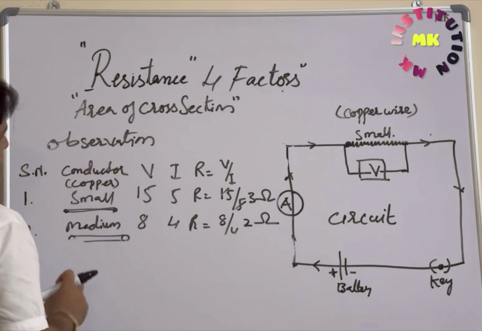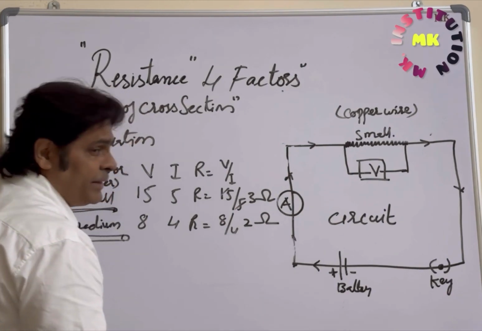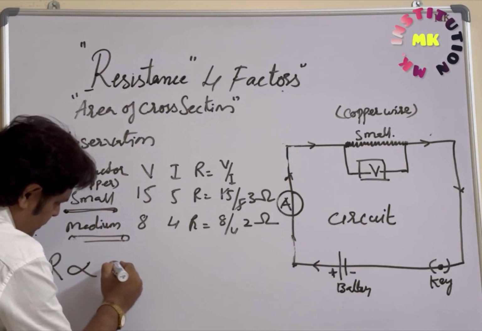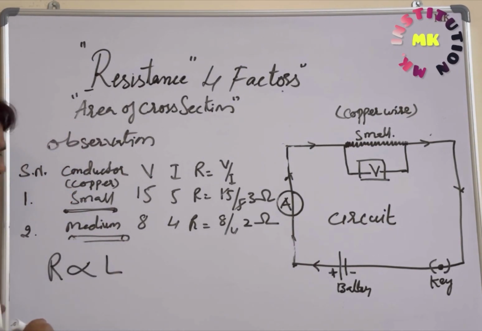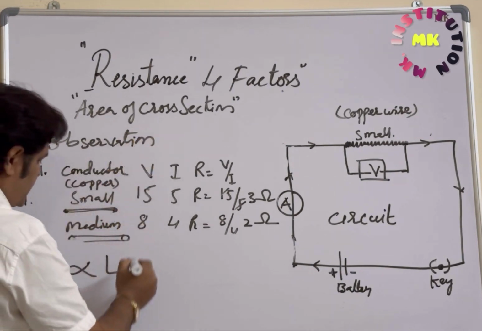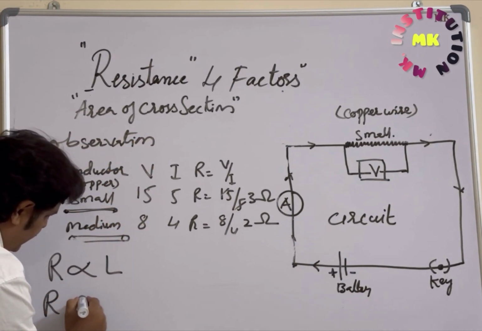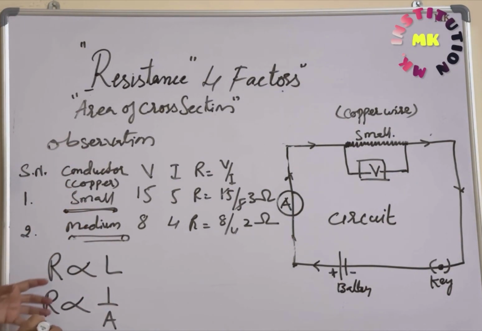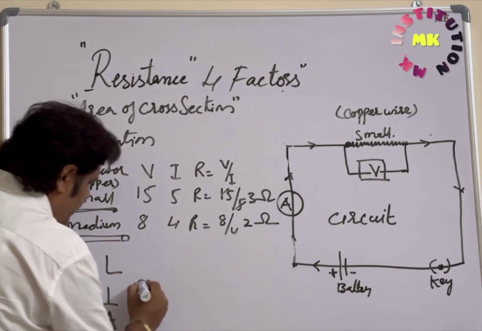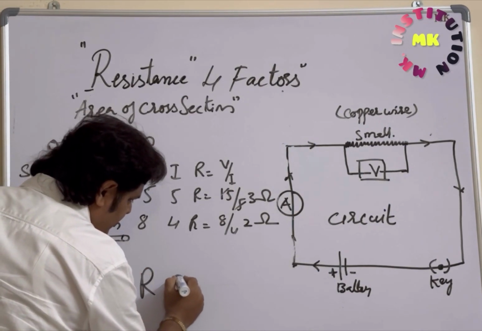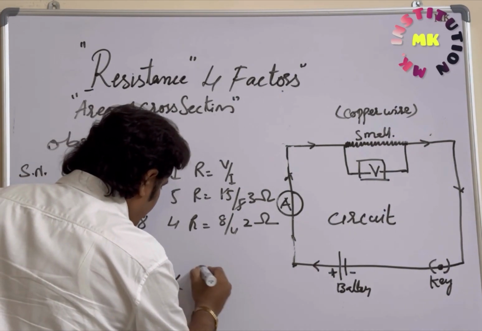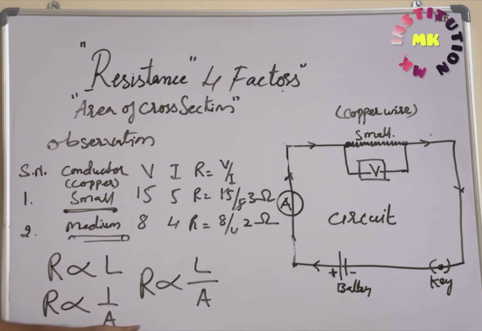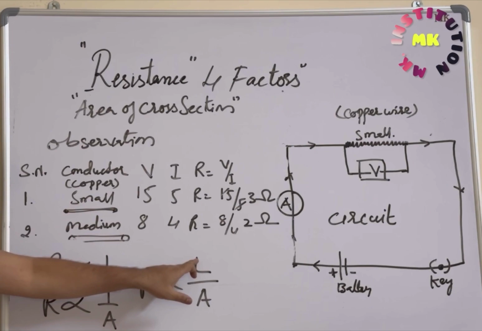Now resistance depends on the length of the material also, isn't it? So there we have written, resistance is directly proportional to length. Next one, area of cross section: resistance is inversely proportional to area of cross section. Now if we take out the common in both, you can write that resistance is proportional to L by A. Clear? Resistance is proportional to length by area.